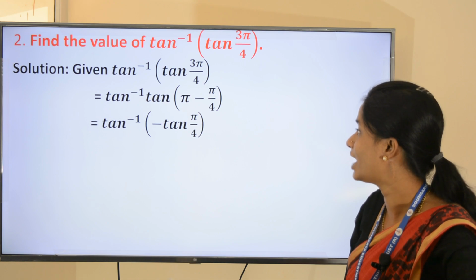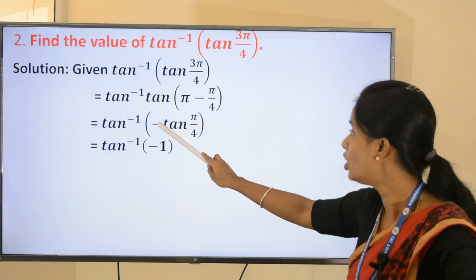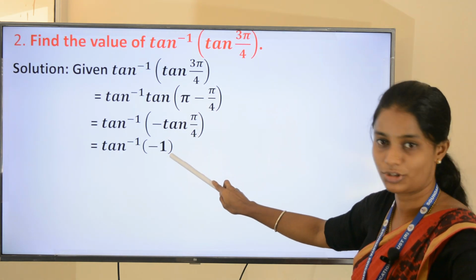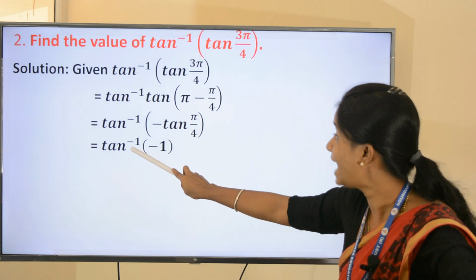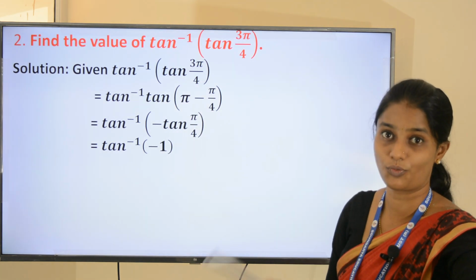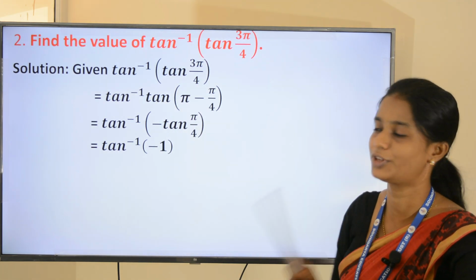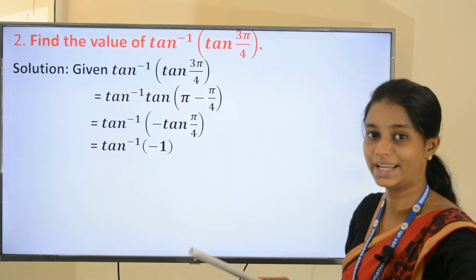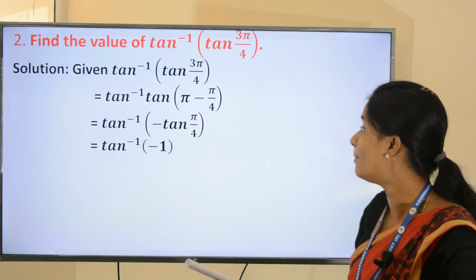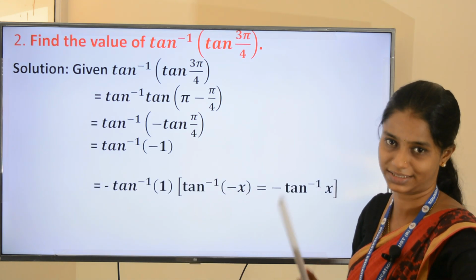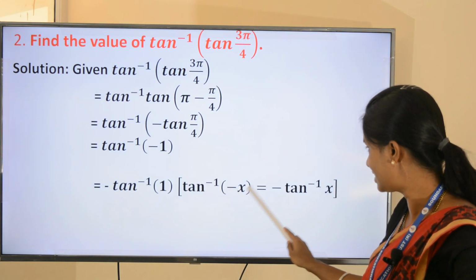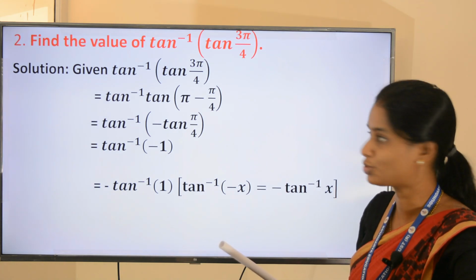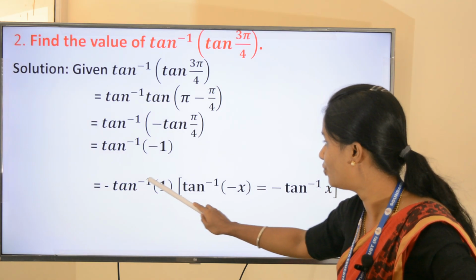Okay. So how can we write in the next step? Please observe. Minus I wrote as it is. Tan pi by 4 value is 1. Now tan inverse of minus 1. Once again I am going to use one of the properties. Which one is that property? Tan inverse of minus x is equal to minus tan inverse x, where x belongs to R. So minus tan inverse of 1.